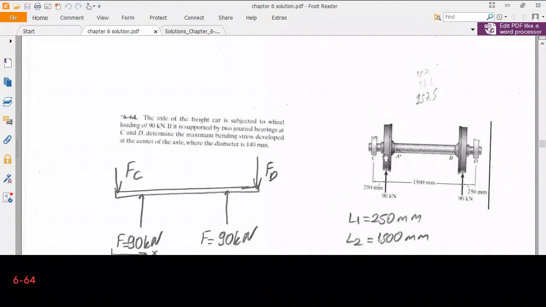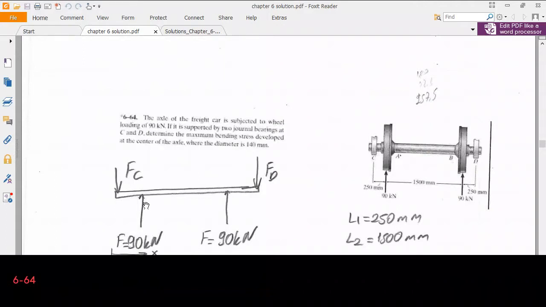So we have an axle. It has two wheels. Each carries 90 kilonewtons of load. We have two bearings at points C and D, and the distance between the bearing and the wheel is 250 millimeters. The system is symmetric, as you see from the figure, and the distance between two wheels is given as 1500 millimeters, so 1.5 meters. Okay, so let's draw the free body diagram first.